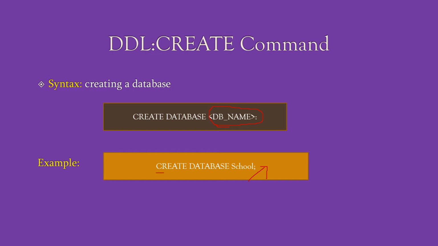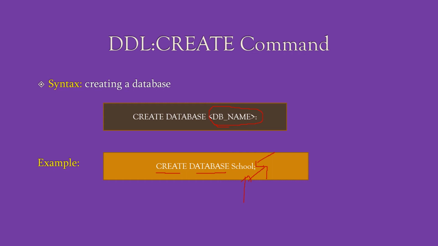So just to remember this: create, then we have to use the word database, then we have to give any name that we are going to create. For example, if I have to create an office database, then I just give the name office, then just write create database office. This is just the name of the database we are going to create. So the syntax is create database and the name of the database we are going to create.